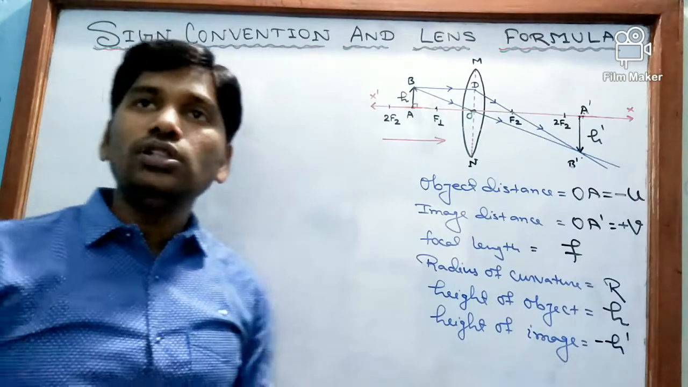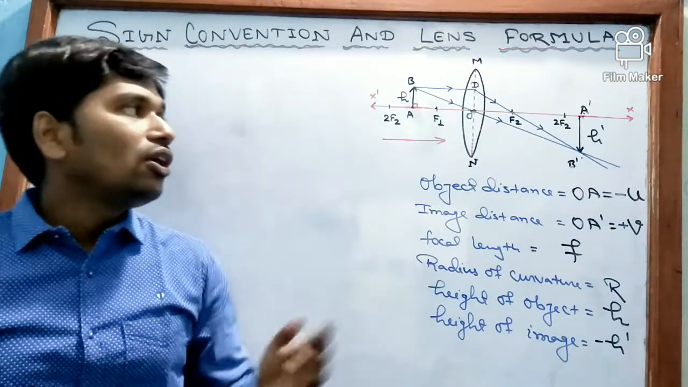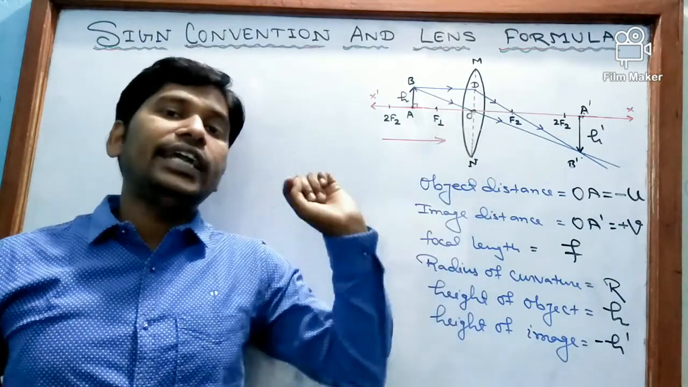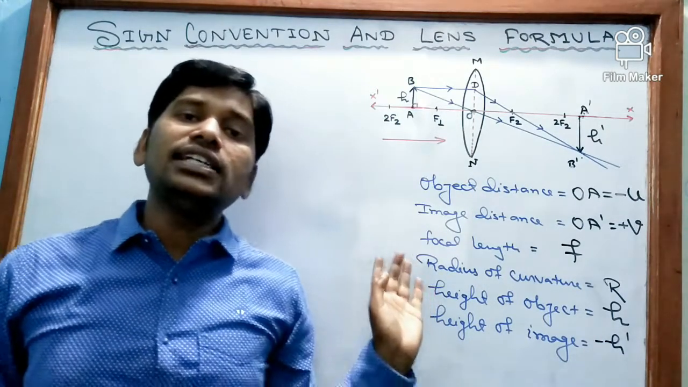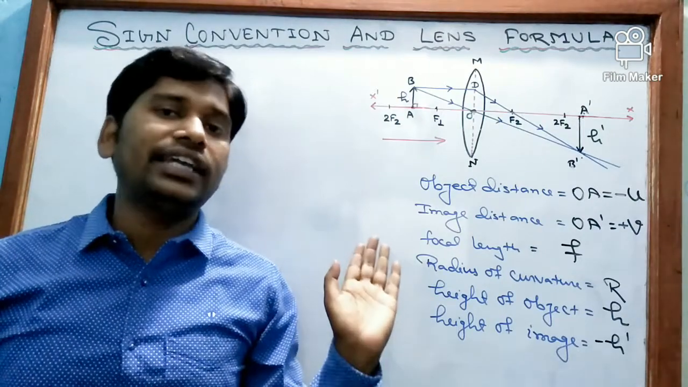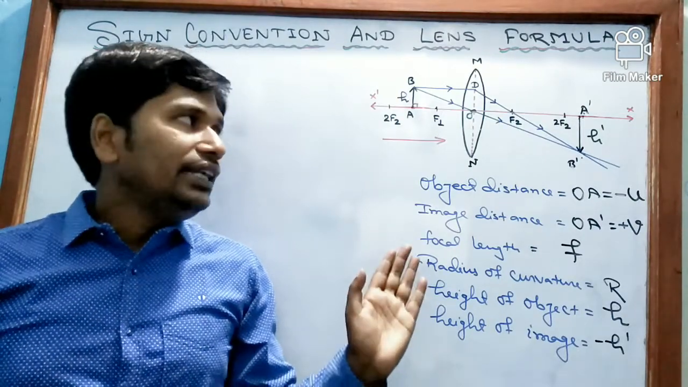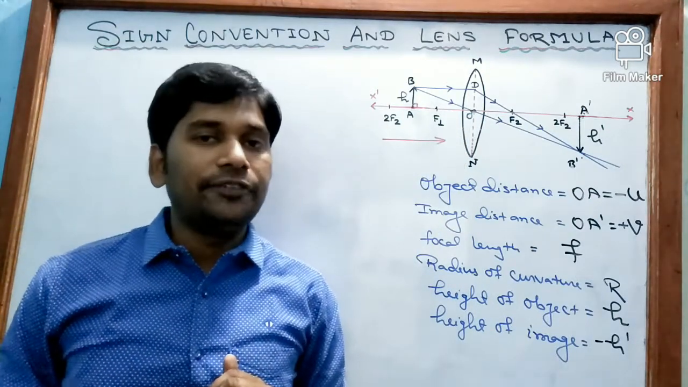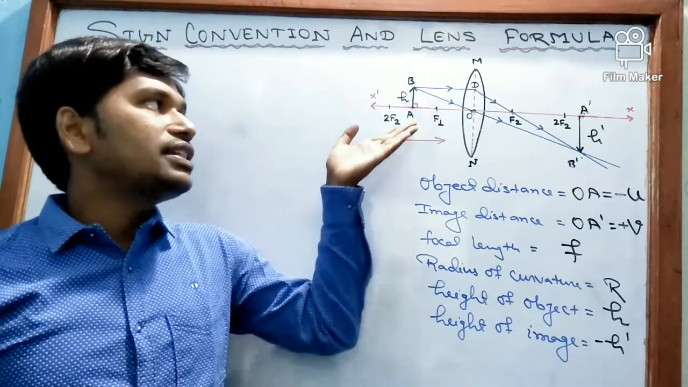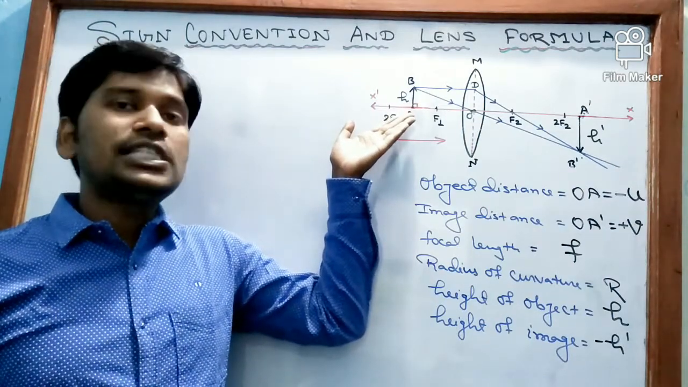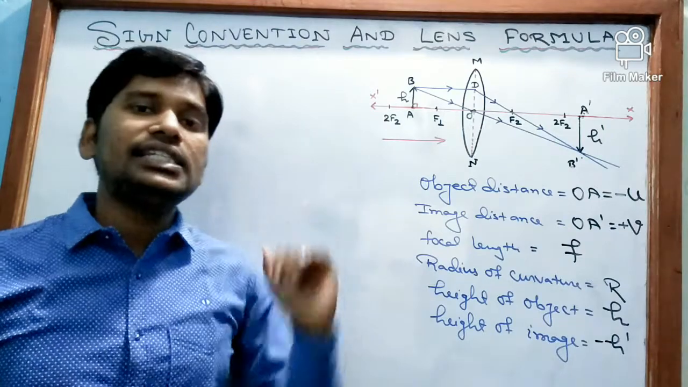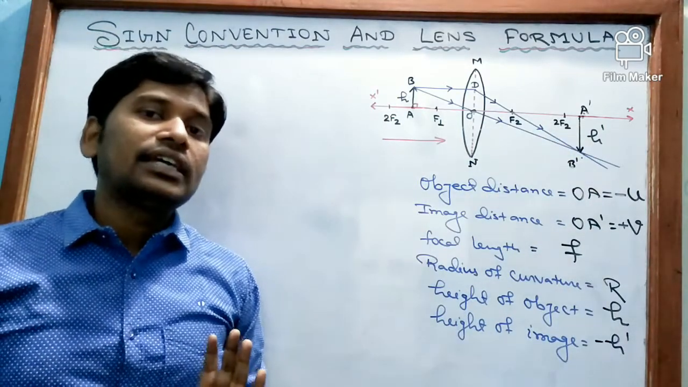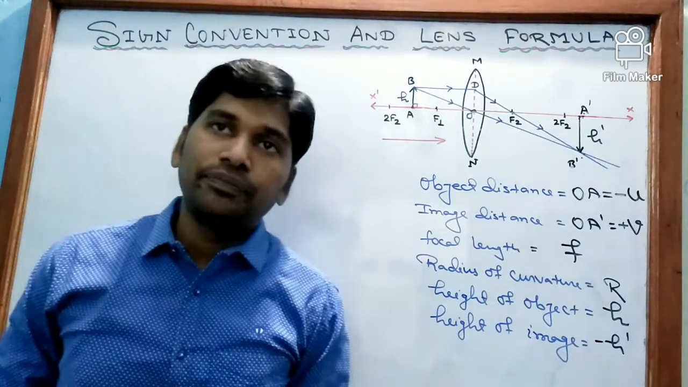So there are three rules. Once again I am telling, all the distances we measure from the optical center first. Second, the distances measured in the direction of incident ray are taken as positive, and in the direction opposite to the incident ray are taken as negative. Third, the distances measured perpendicular to the principal axis and in the upward direction are taken as positive, and downward to the principal axis are taken as negative.